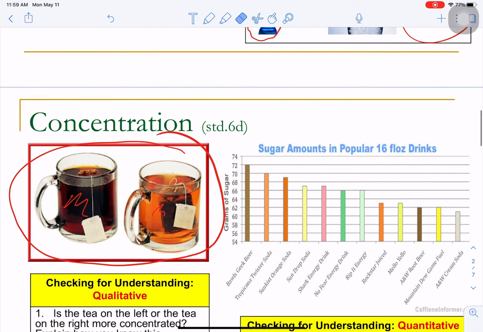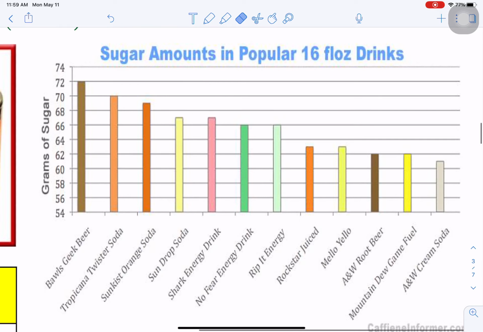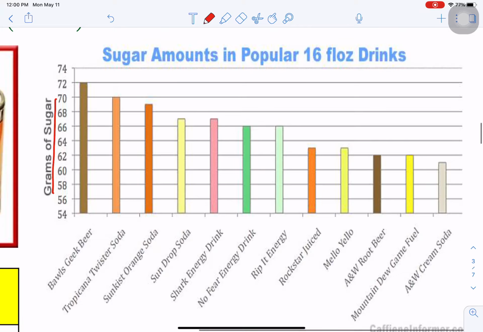All right. This one asks, identify the most dilute of sugar beverages. Explain how you know this. Now, this chart, let's zoom in a little bit so you guys can see it. So on our y-axis, we have grams of sugar. And on our x-axis, we have the different types of sodas. Now, we're looking for the most dilute of the beverages. Well, what would we be looking for in this particular graph? Well, our grams of sugar, that's our solute. The more solute that's dissolved, guess what? The more concentrated it is with sugar.